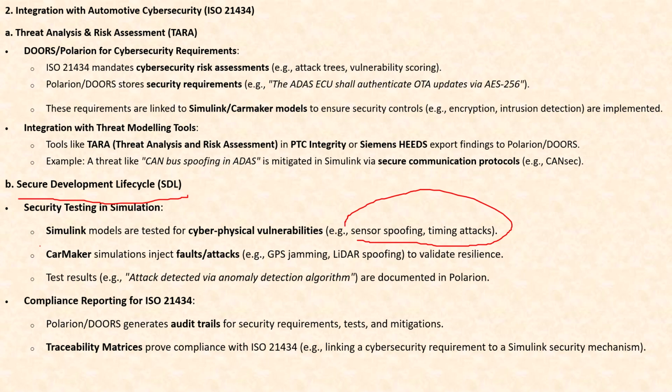I understand if you are coming from a mechanical background, this is very heavy terminology for you, but as of now, please note it down or just memorize it. Once you get into a regular job and start working on these tools, you will clearly understand what is meant by injecting faults or attacks, or GPS jamming or LiDAR spoofing. I fully understand that this is very heavy terminology and the whole thing is going over your head.